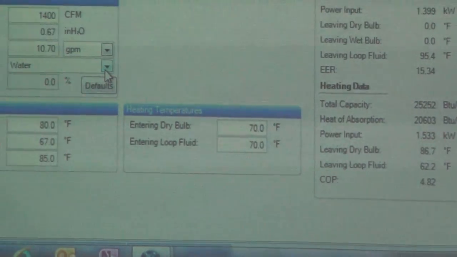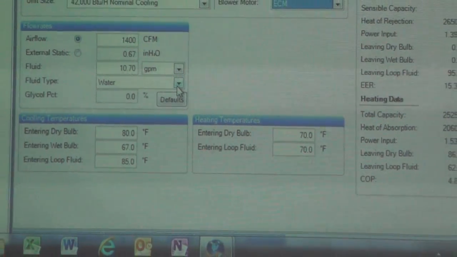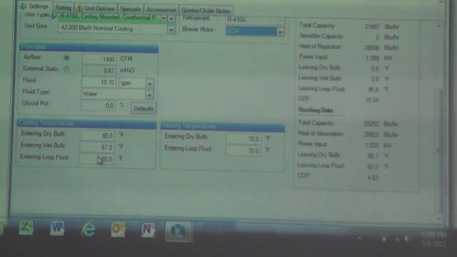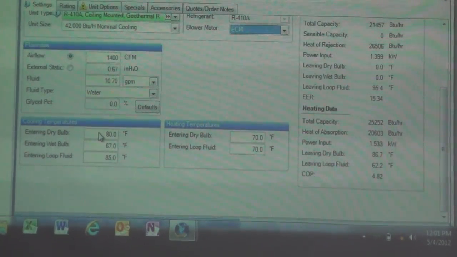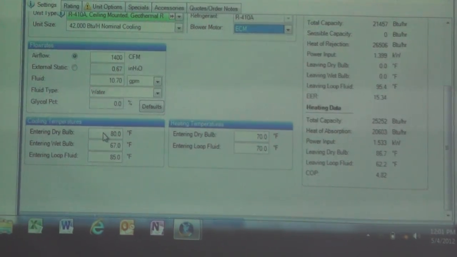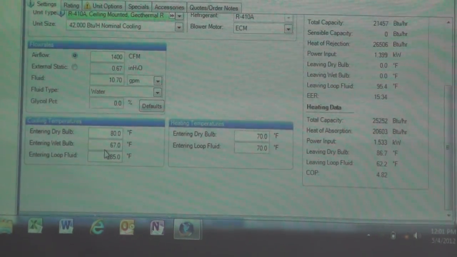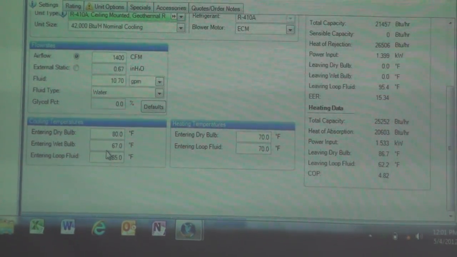And do you guys have any glycol in your system? No. No glycol. Have you looked at any water conditions, flow rates? No. Just let it ride? Yeah. What about the cooling and heating temperatures?